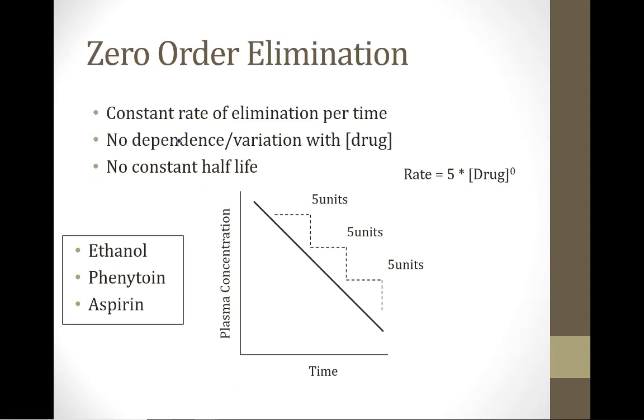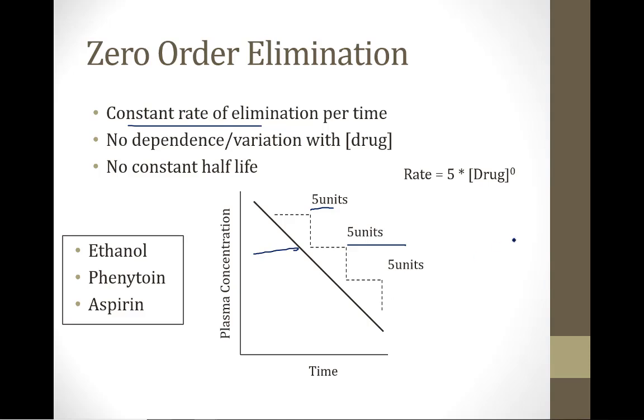In zero order elimination, there is a constant rate of elimination per time. If we look at this graph I've shown on the screen here, every time this much time goes by, 5 units of the drug is eliminated. It's constant, 5 units per unit time, for example, 5 units per hour.